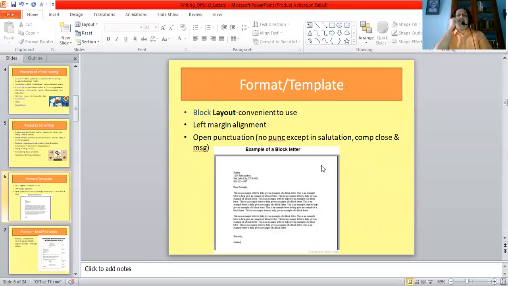Now, what about the formatting or the template? Now, there are certain layouts which are very easy and convenient to use and which we should learn about before we go into the business of the content part of the writing. Now, there is the block layout first, which is quite convenient. What is important in the block layout is the left margin alignment. As you can see in the sample letter, which is put on this slide, the entire contents of the letter are aligned towards the left margin. And there is no punctuation in the letter except for the salutation, the complimentary close, and the message line.